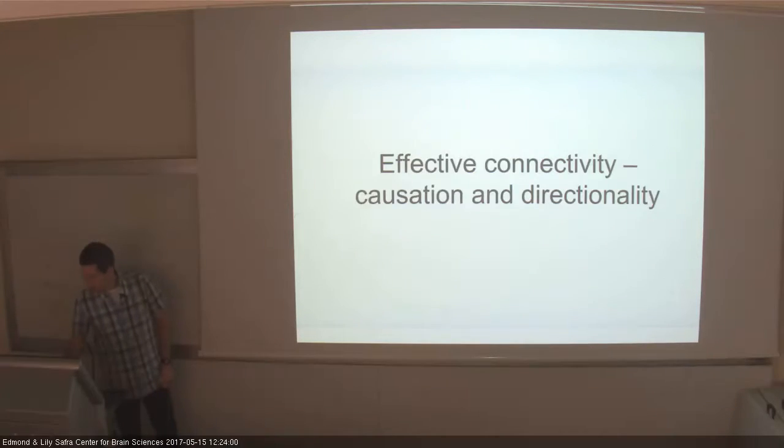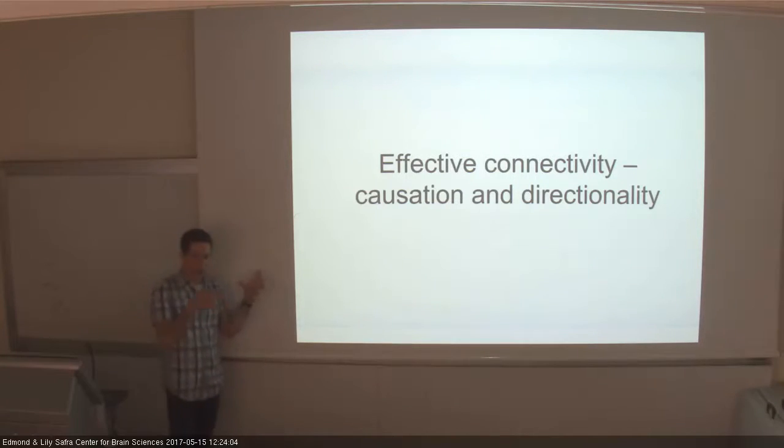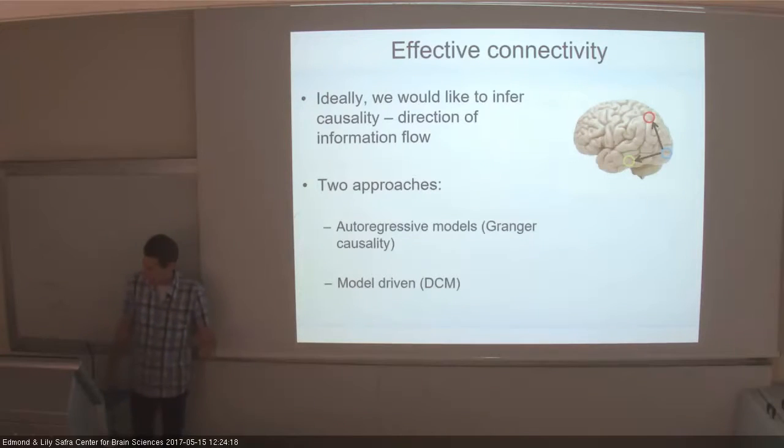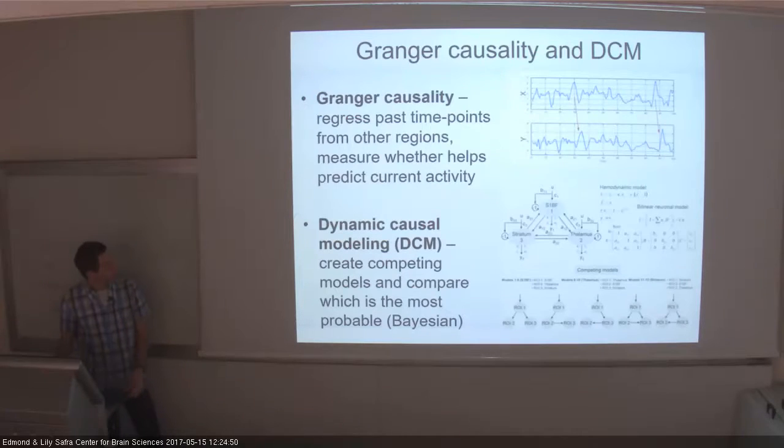Okay, so let's talk about effective connectivity. Like we said, this is the holy grail. We want to know which region is activating which other region. We want to know the causation, the direction, the full picture. There are two basic approaches to tackling this. I'll give two examples. One is autoregressive models, a simpler mathematical approach, exemplified by Granger causality. The other is a model-driven approach, like dynamic causal modeling. Those are two ways of trying to understand which regions drive which others in their activity. Both of them have problems as well, but we'll talk about it.